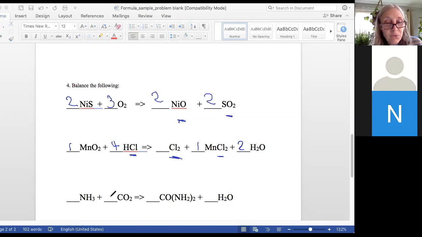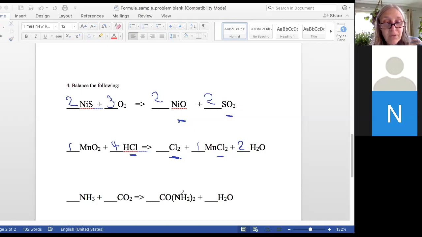So for this one, oxygen is in 2 different compounds, so that's going to be a tricky one. And then we have this polyatomic ion, and it's actually being formed. It's not on this side, but it is on this side. Sometimes polyatomic ions stay the same from the products to reactants, but that's not the case here.